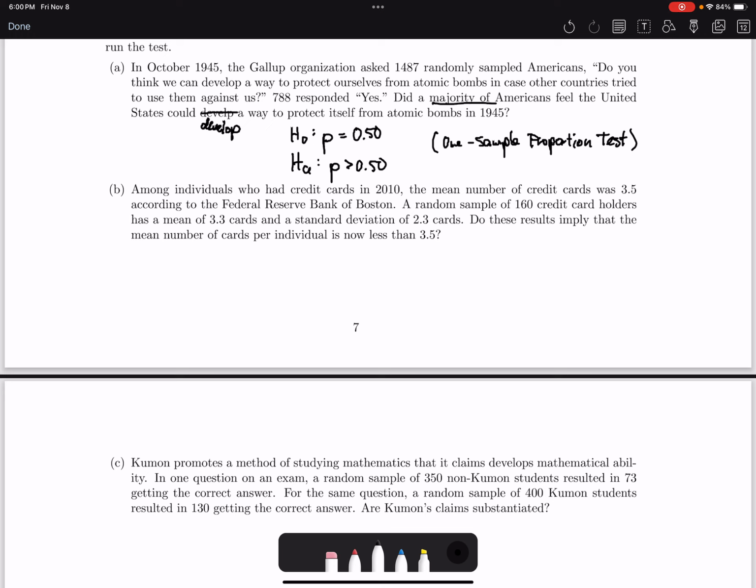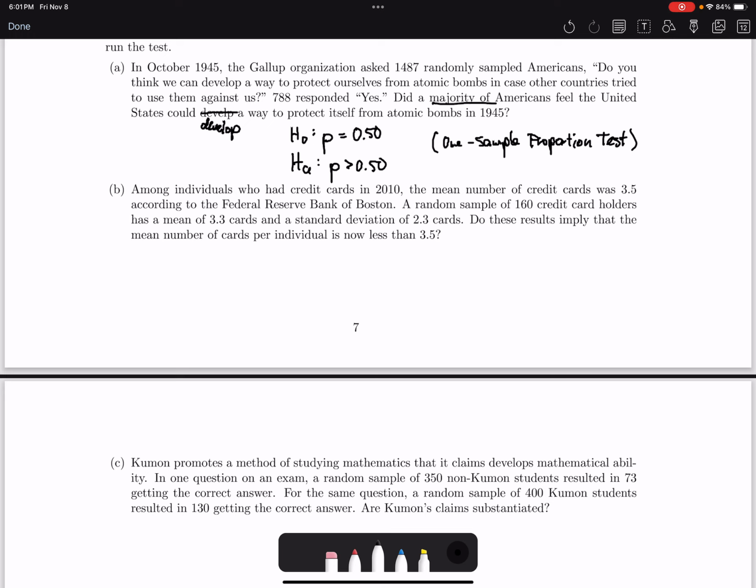Okay, part B. Among individuals who had credit cards in 2010, the mean number of credit cards was 3.5, according to the Federal Reserve Bank of Boston. A random sample of 160 credit card holders has a mean of 3.3 cards and a standard deviation of 2.3 cards. Do these results imply that the mean number of cards per individual is now less than 3.5? Right? It was 3.5 in 2010, but this new sample has a mean of 3.3. Can we conclude that the mean is now less than 3.5?